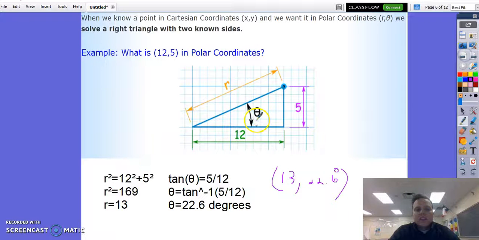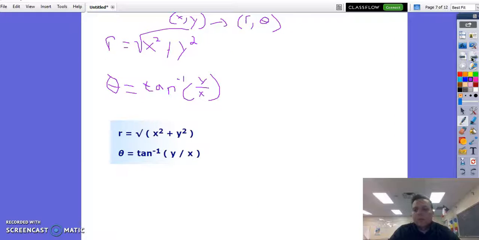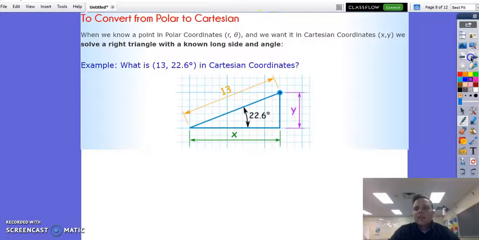Again, you can just think of it as the triangle, but if you don't want to, you just want to have a couple formulas to memorize and work with, right here. This is your sweet spot. To change from rectangular to polar, this is how you do it. Alright, let's do another example. Let's go the other way this time.